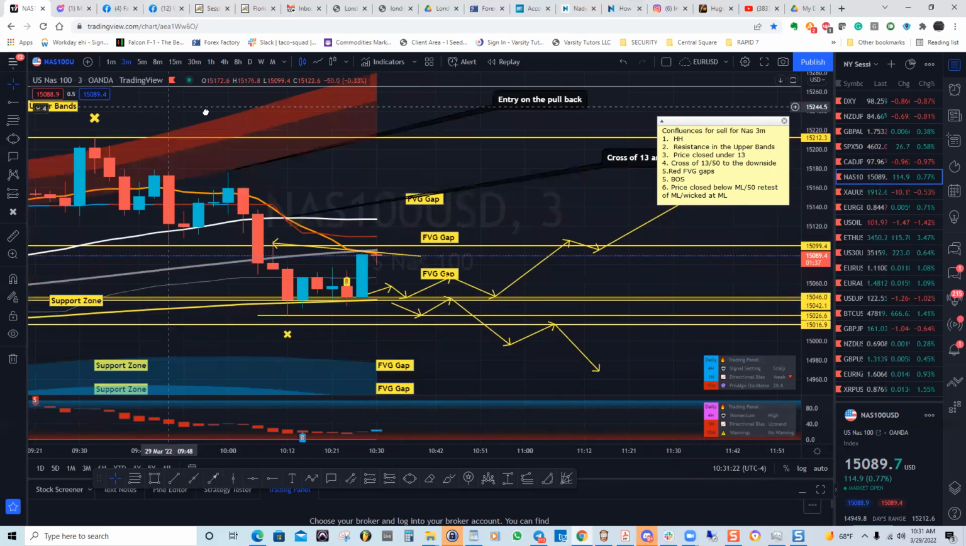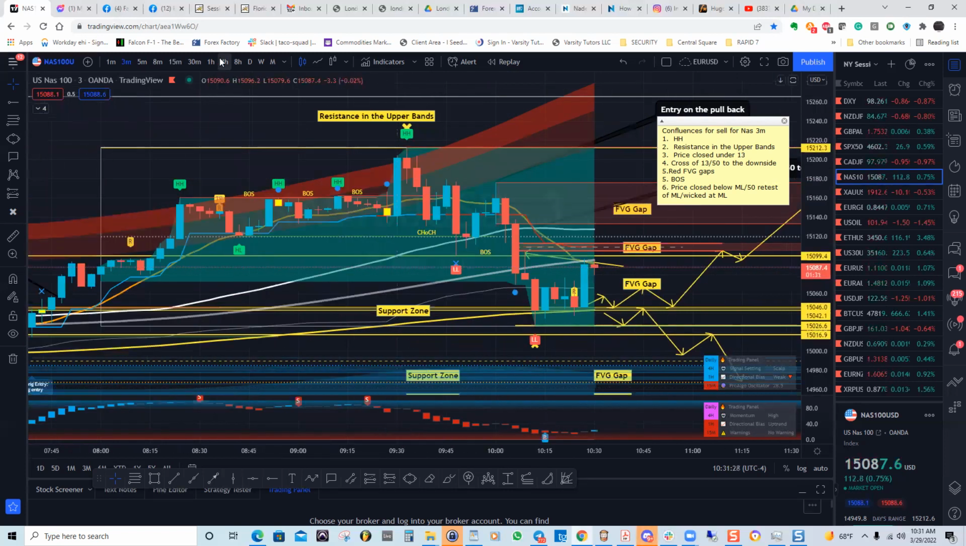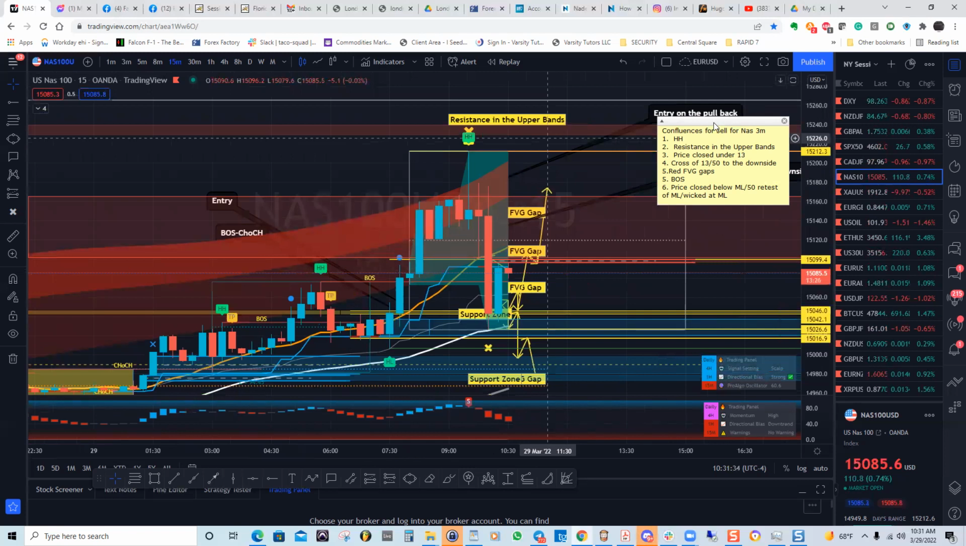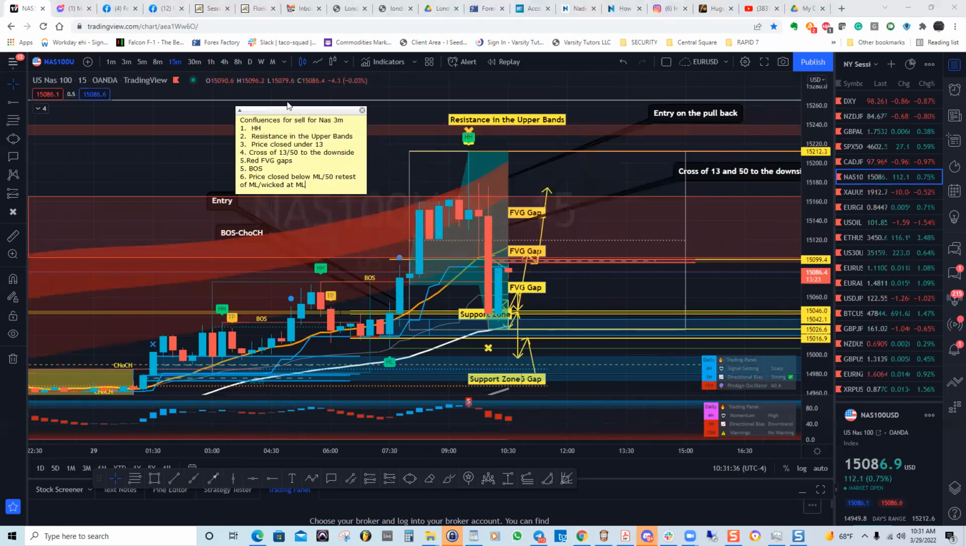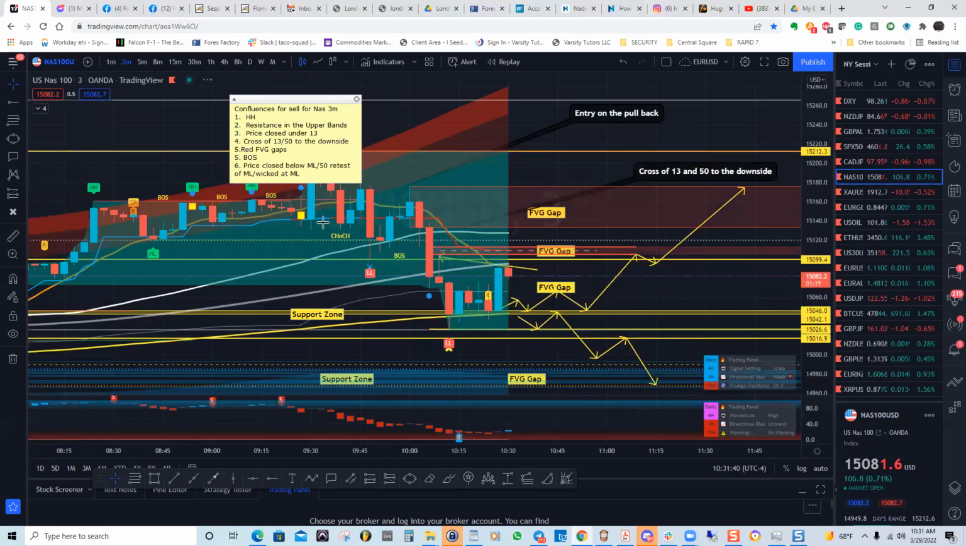3-minute time frame right there, 5-minute time frame, right? Remember, this is scalps, and the 15-minute time frame. And these are my confluences for the reason why I would take a sell on a 3-minute time frame right here in New York. So this 3-minute time frame right here.